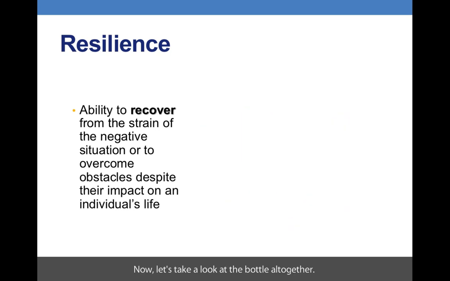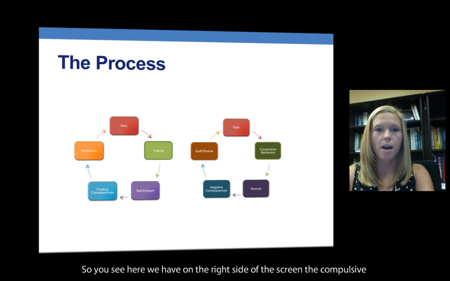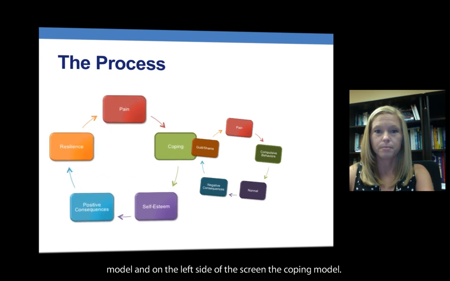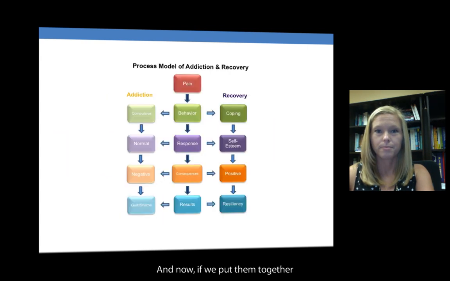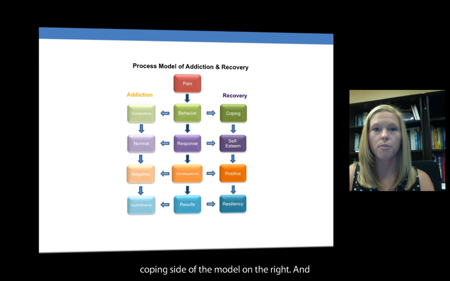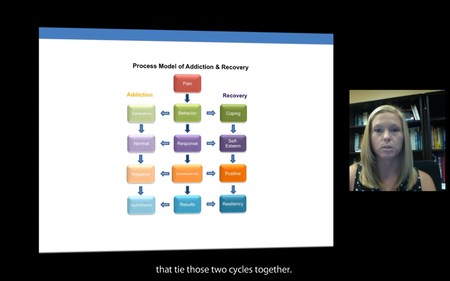Now, let's take a look at the model all together. So we see here we have on the left side of the screen the compulsive model, and on the right side the coping model. And now if we put them together, we can see the addiction side of the model on the left and the recovery side of the model on the right. And down the middle of the model, we can see those common experiences that tie those two cycles together.